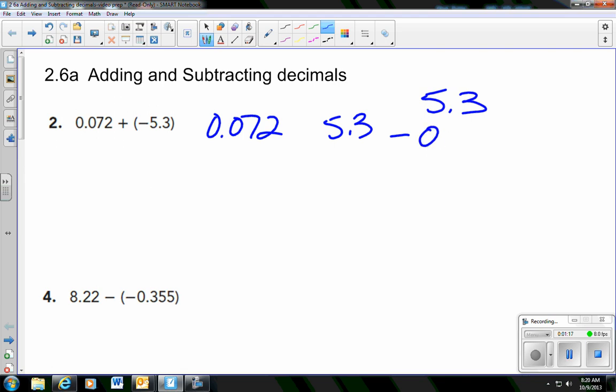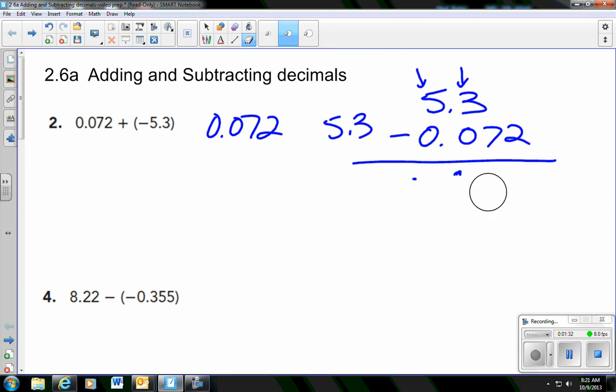And then 0.072. So this is the most important part, making sure your decimals are all lined up. The 5 is in the ones and the 0 is in the ones place. 3 is in the tenths and this 0 is in the tenths. So everything has to be all lined up. And then we fill in zeros where the empty spots are. So a 0 above the 7 and a 0 above the 2.